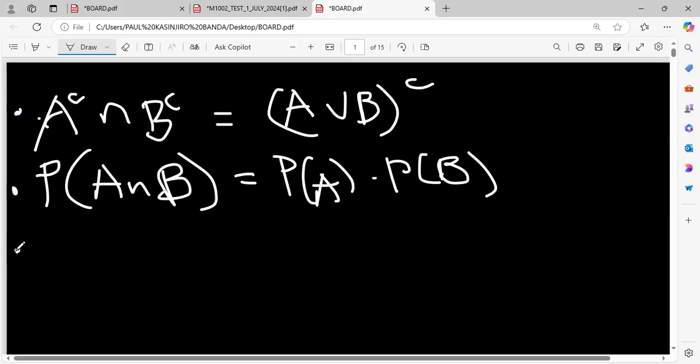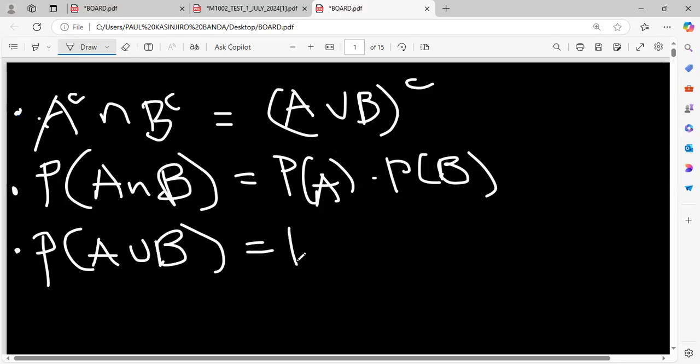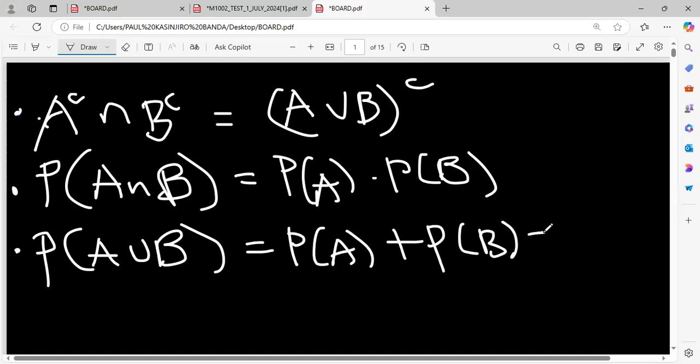The third one, you have to know the union of probabilities. If we say the probability of A union B, this is the same as the probability of A plus the probability of B, and then minus the probability of A intersection what? B.